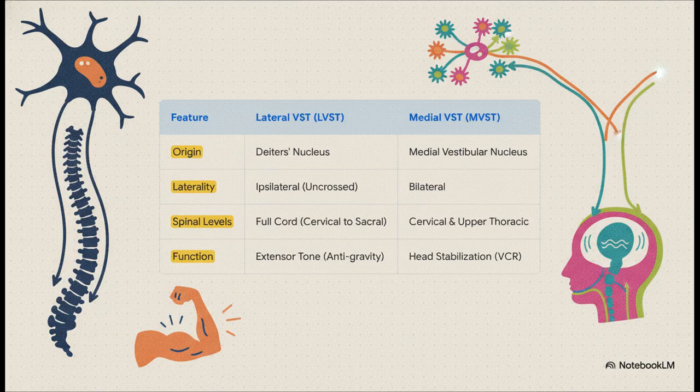So the LVST, it starts in a place called Deiters' nucleus, the lateral vestibular nucleus. And this is super important. It doesn't cross over. It's ipsilateral, running straight down the same side of the spinal cord, firing up those extensor muscles. Now, compare that to the MVST. It starts in the medial nucleus, it's a bilateral system, and it's pretty much just focused on the neck and upper back to manage the vestibulocolic reflex.